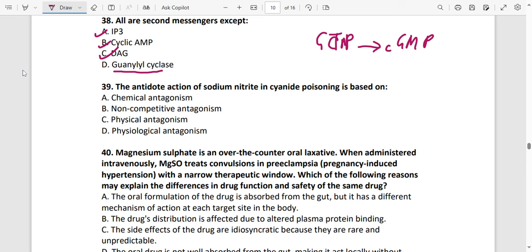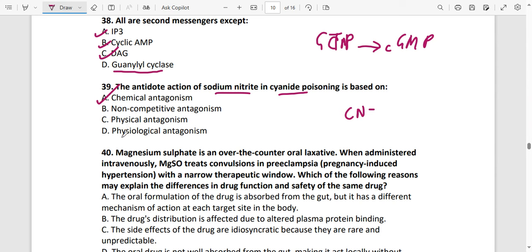39. The antidote action of sodium nitrite in cyanide poisoning is based on chemical antagonism, non-competitive antagonism, physiological antagonism, physical antagonism. Anyone that can help for this one? Remember, someone has been poisoned with cyanide. Cyanide is an ion, it's a chemical. And then you are using another chemical to displace the cyanide. So what kind of antagonism is that? It's chemical. Okay.